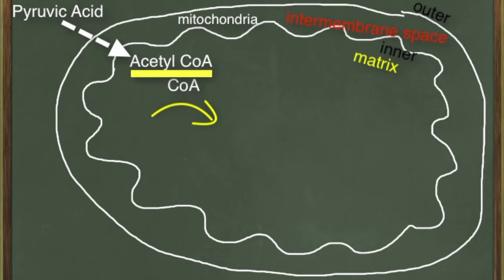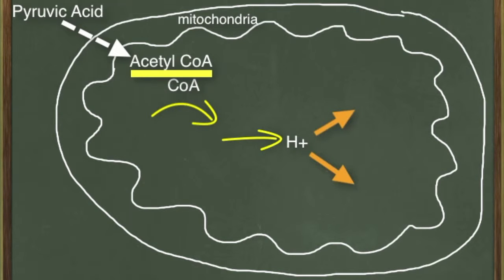The citric acid cycle will take place in the matrix of the mitochondria. The function of the citric acid cycle is to remove hydrogen atoms from organic molecules and transfer them to coenzymes. These coenzymes are NAD and FAD.